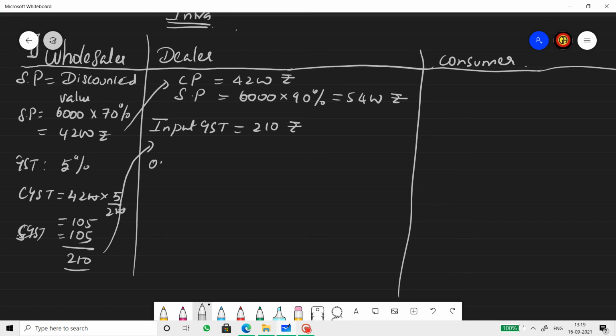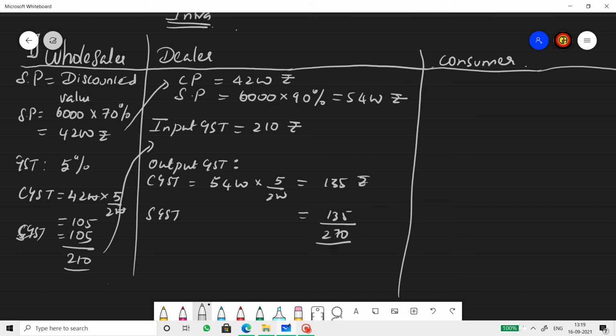Now let's get into the output GST calculation. Output is calculated on sale, isn't it? So the output CGST amount would be 5,400 into 5 by 2%, which is 5 by 200. Works out to 135 rupees. In that case, SGST is also the same amount, 135. So the total output comes out to 270.